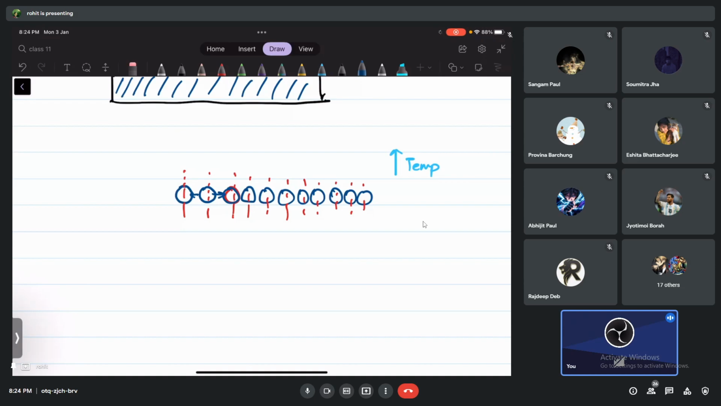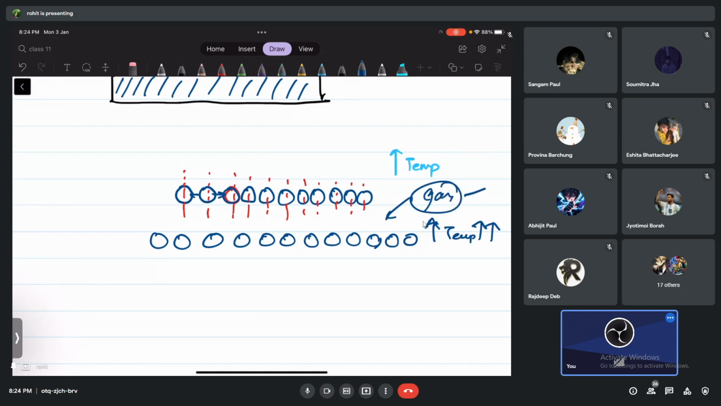As a result, the whole chain of molecules, the number of molecules obviously not increasing, but they tend to go far away. And slowly, what will happen if I keep on increasing the temperature to a very high temperature? What do you think? It will become a gas, right? That's how anything can become gas, right?